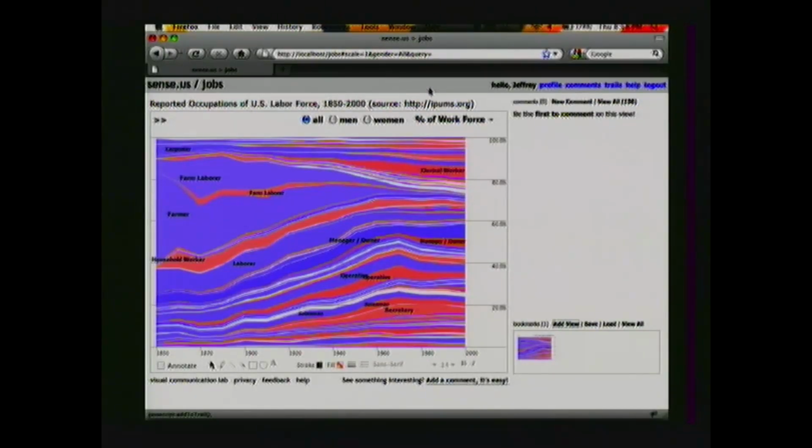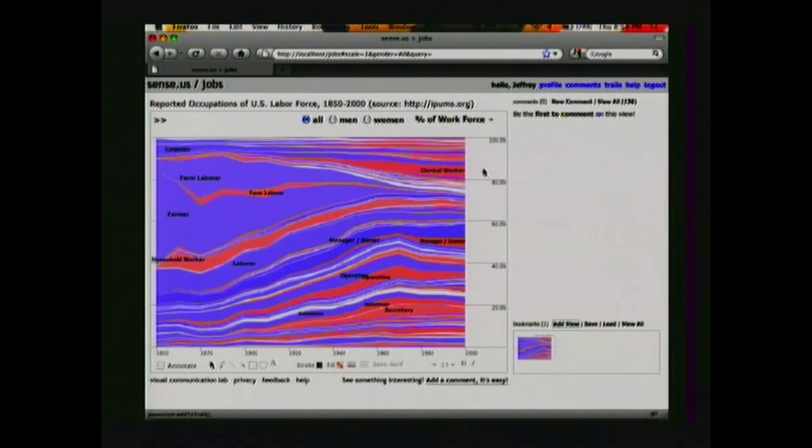What you're seeing is the occupations of American workers normalized over 150 years. So if you see here, we have farmers are almost half of the population, or like 40% back in 1850, and have greatly dwindled here. And you can see other jobs as well. And in this case, it's broken down by gender. So we've separated male and female.